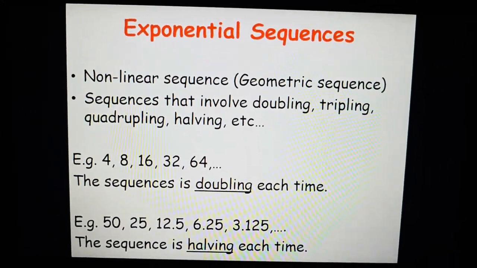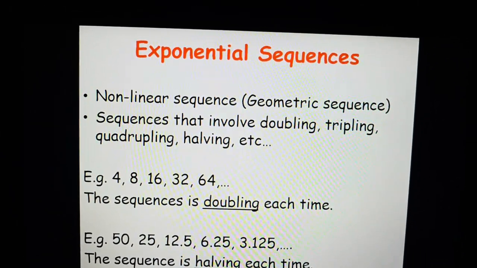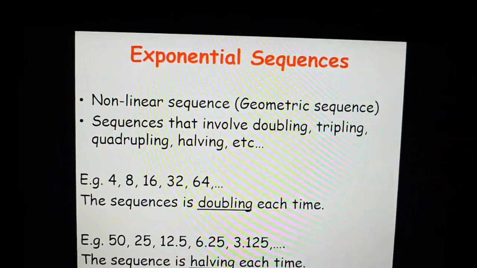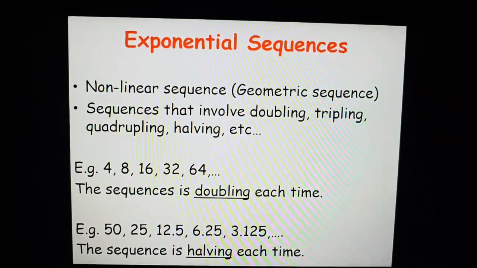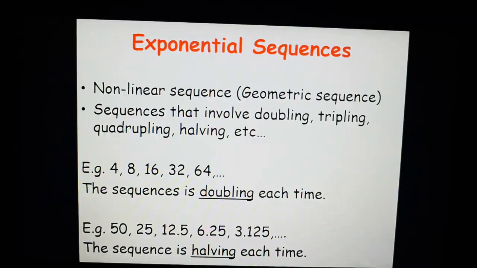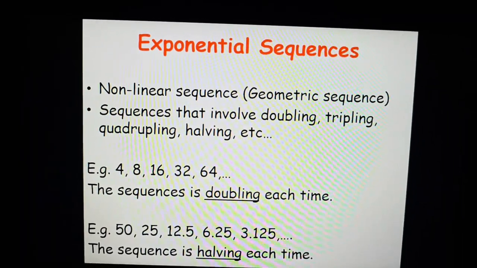We're looking at exponential sequences. These are non-linear sequences, otherwise known as geometric. This is where you'll have a sequence that's halving, doubling, tripling, quadrupling, and so on and so forth.